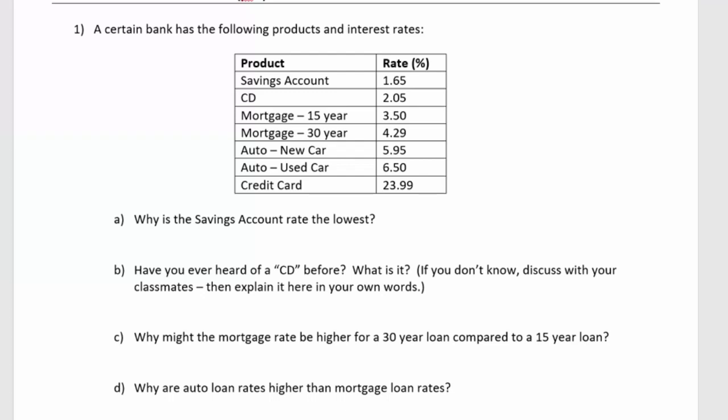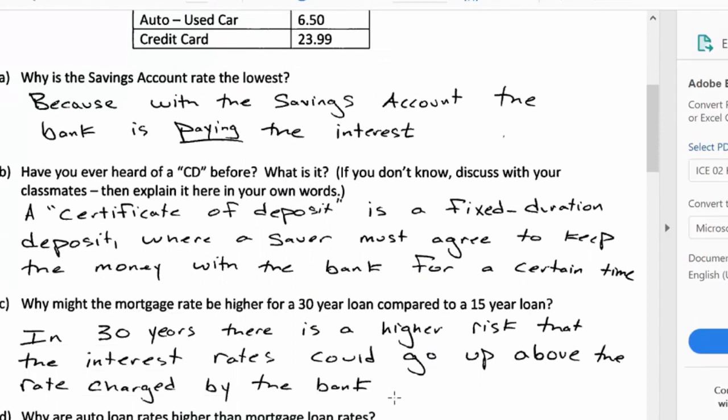And so risk, the main thing I said we could boil it down to risk. There's more risk for the bank with a longer term loan because there's a possibility that the value of money could erode faster than they are recovering it back from the borrower. So we'll come back to these ideas again. These concepts are complicated, but I did want to point out that the one word that can explain it is risk. And let me see how I answered this part C. In 30 years, there's a higher risk that the interest rates could go up above the rate charged by the bank. Yes?